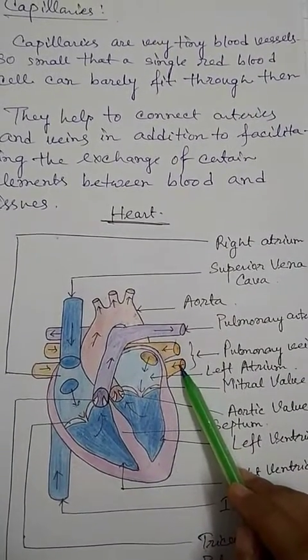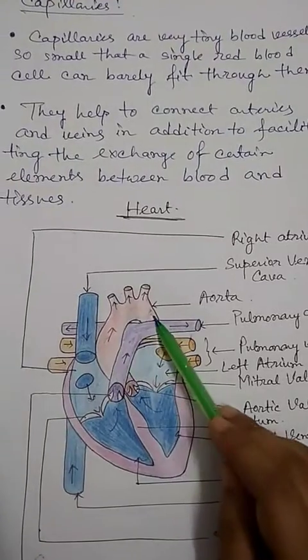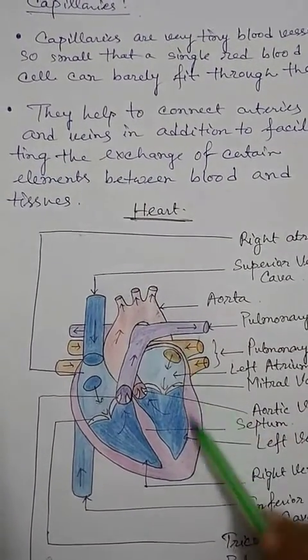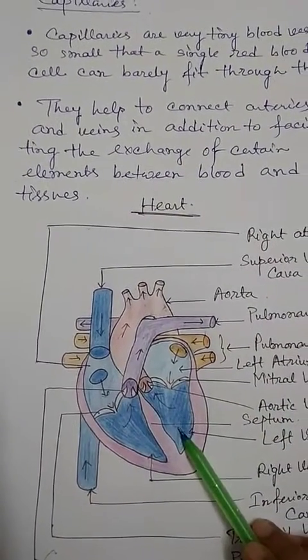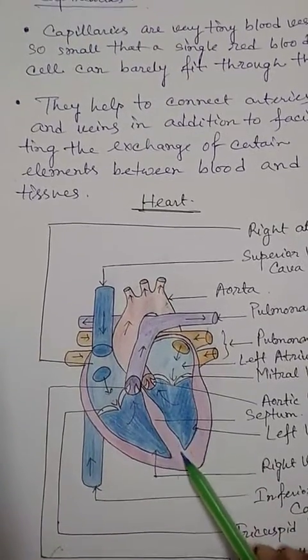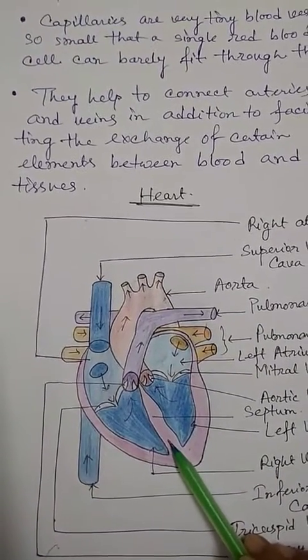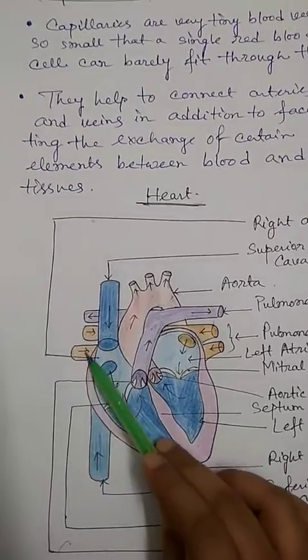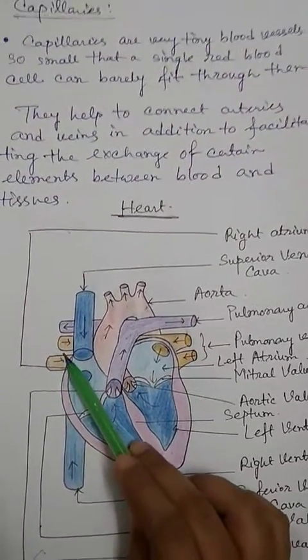Now this one is the pulmonary artery. These are the pulmonary veins. This is the aorta. These 2 ventricles are separated by a muscular part known as septum. These are also the pulmonary veins.